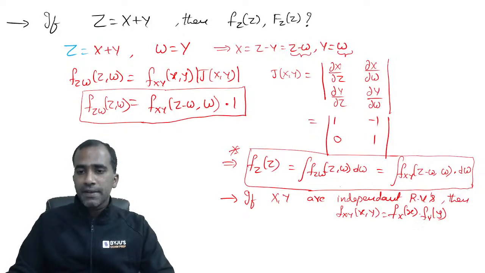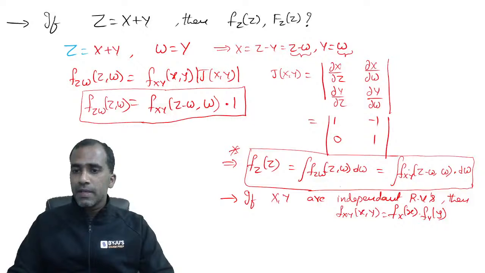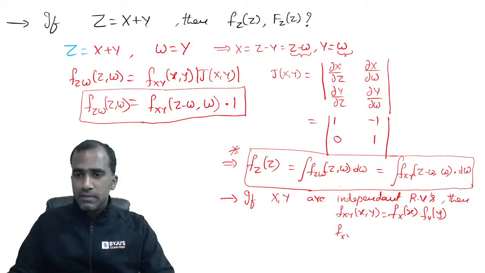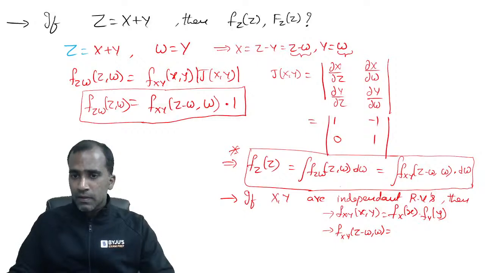So here we have the joint density function where some replacements happened: z minus w comma w. The same function that is in the top, I'm replicating here. In place of x, I'm putting z minus w, the same thing you do on both sides, and in place of y, I'm putting w. Fy of w.